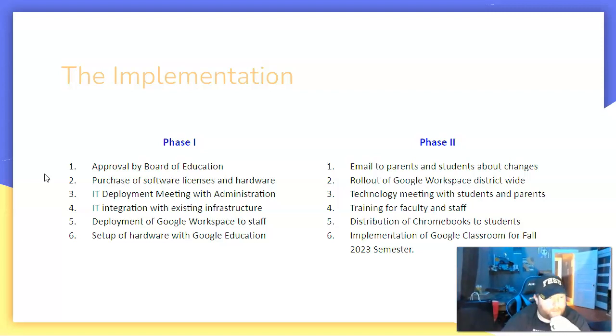So that's both phases there, and honestly, once things start rolling, phase 1 should probably take less than a month. Phase 2 should probably take about another month and a half. So our recommendation, if we start this in late May, we should be done by late July, early August, just in time for the fall 2023 semester.